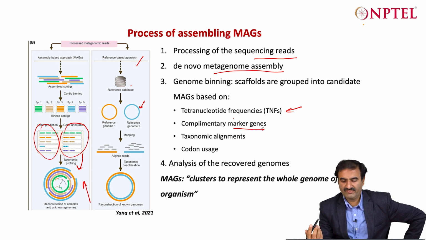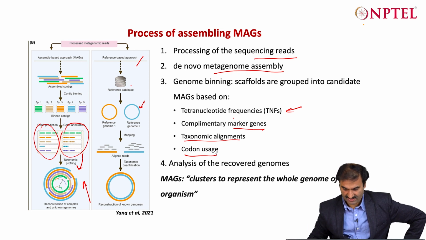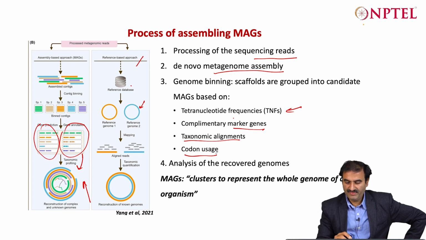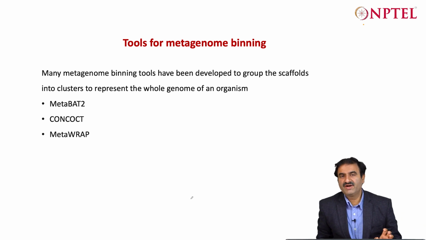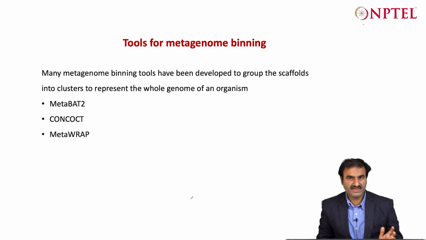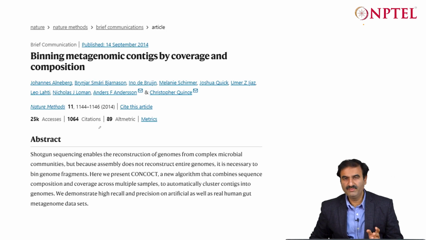This concept is gaining a lot of importance these days. Alignment against taxonomic groups or known data, okay. Codon usage and these kinds of features can also be used for the MAG clustering and classification. So basically the idea is to represent the whole genome of an organism, which you have recovered from the metagenome contigs, right. Several tools are there for construction of MAGs and their annotation, like MetaBat2, Concoct, or MetaWRAP. We will be looking at these tools in slight detail.